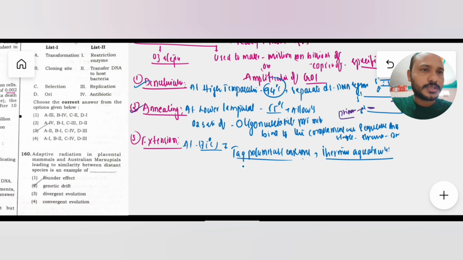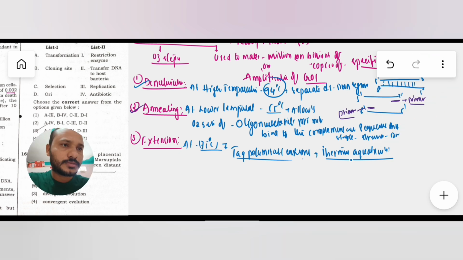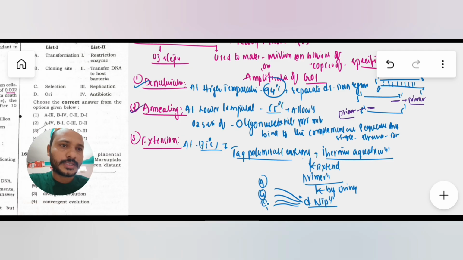This Taq polymerase enzyme extends the primers by using deoxyribonucleotide triphosphates. We have various dNTPs, like adenine, guanine, cytosine, and thymine. These dNTPs are added to the primers by the Taq polymerase enzyme.